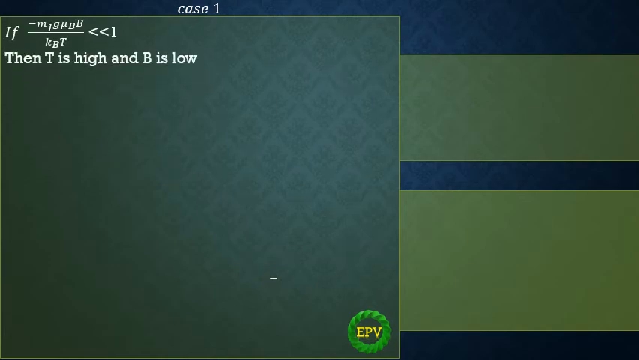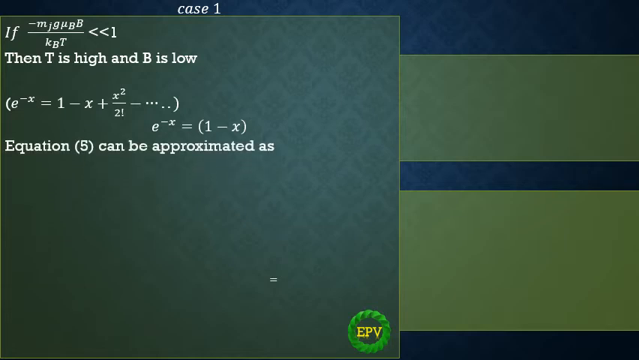In the quantum mechanical treatment, two conditions will arise. The first condition is if minus mj g mu b B by kT is very much less than 1. In this situation, temperature is high and magnetic field is low. We can explain this concept using a fundamental mathematical expression. We know that e raised to minus x is equal to 1 minus x plus x square by 2 factorial minus etc. We can approximate e raised to minus x as 1 minus x.